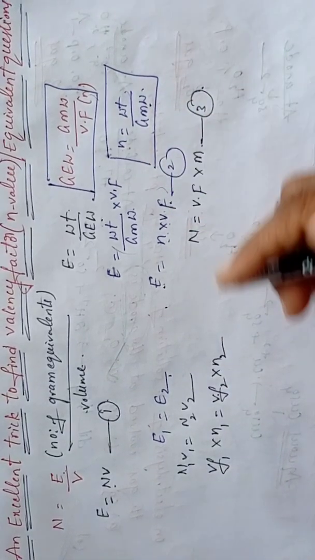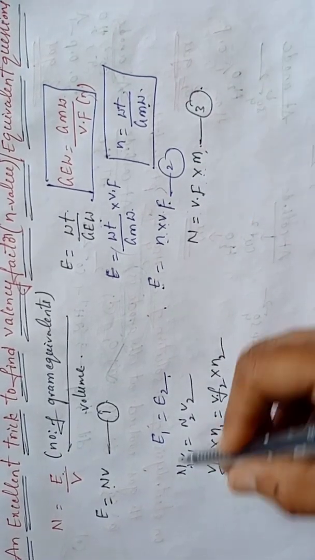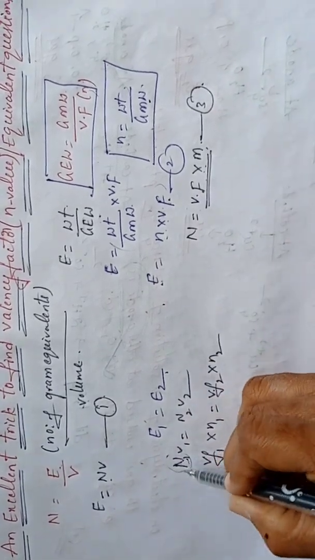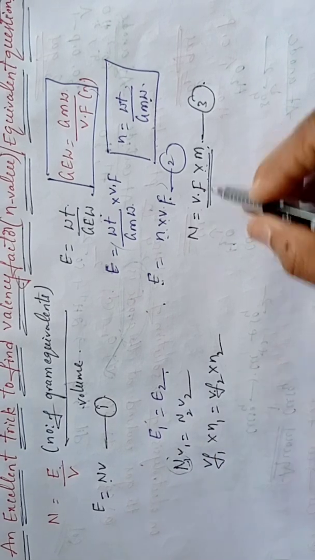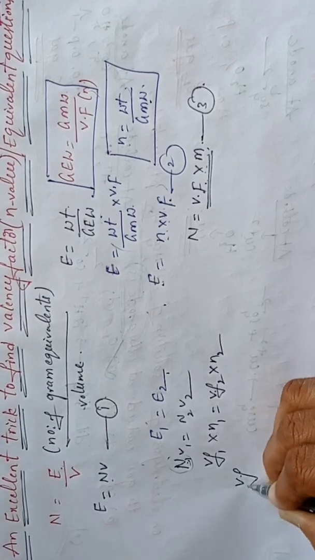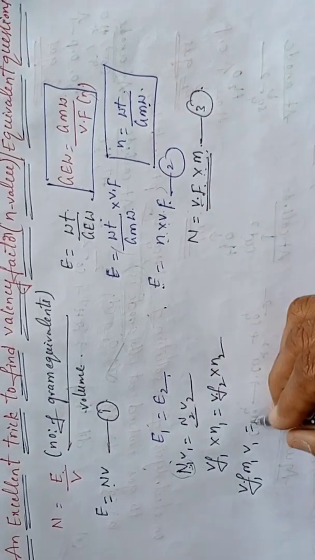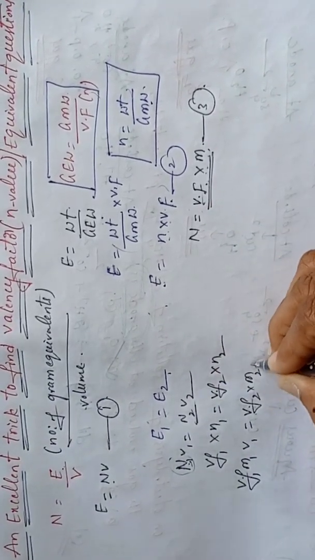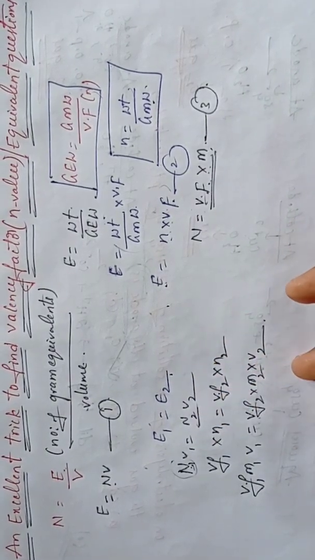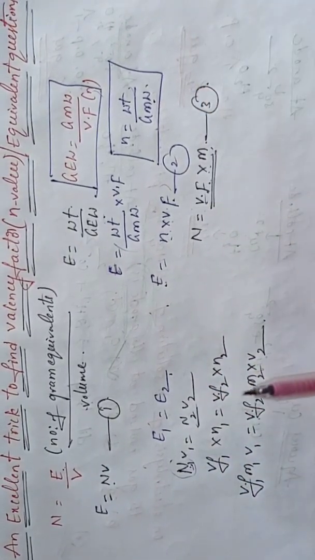Clear? And we know that normality is equal to valency factor into molarity. So in place of normality, I am taking this formula. N1 is equal to valency factor into molarity. So substitute: valency factor 1 into molarity M1 into V1 is equal to valency factor 2 into molarity M2 into V2. Are you following, students? These three formulas are very important, students. We use these three formulas in the problems.